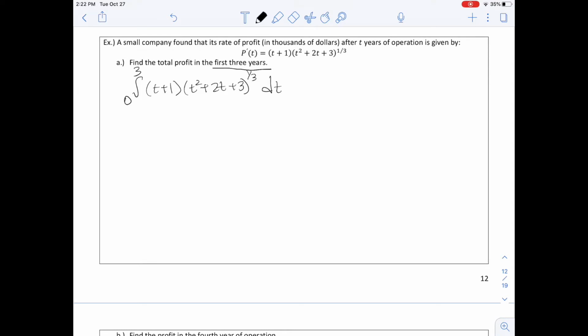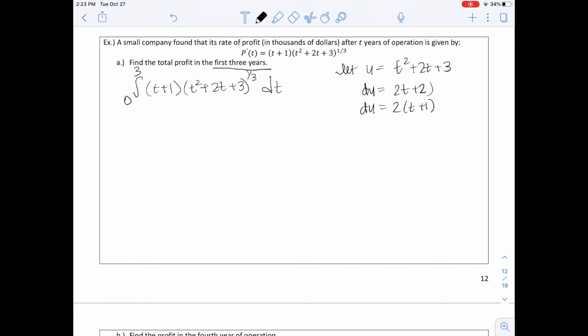And with this, I notice that I cannot integrate this as it is written. So I'm going to have to use either u sub or integration by parts. So always try u substitution first. So if we were to use u substitution first, I would let u equal that inside function, which is going to be t squared plus 2t plus 3. And then du, taking the derivative, would be 2t plus 2, which is the same thing as factoring out a 2 and having du is equal to 2 times t plus 1.